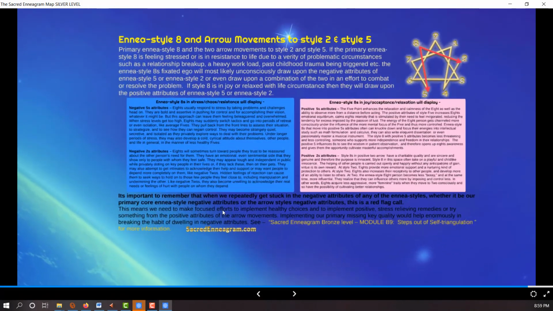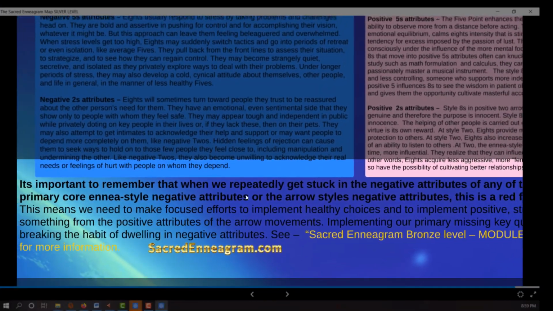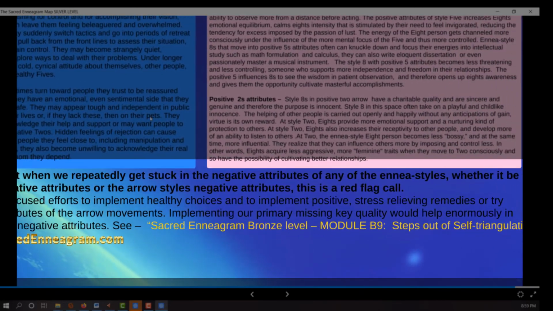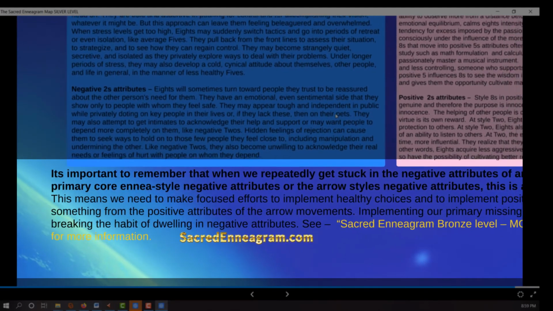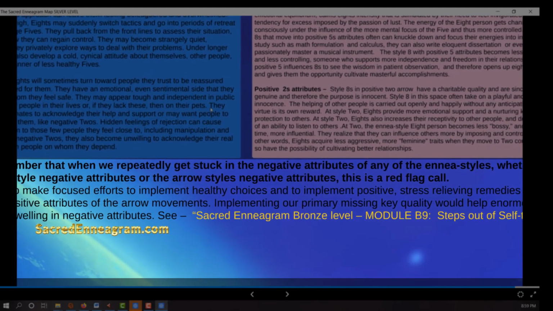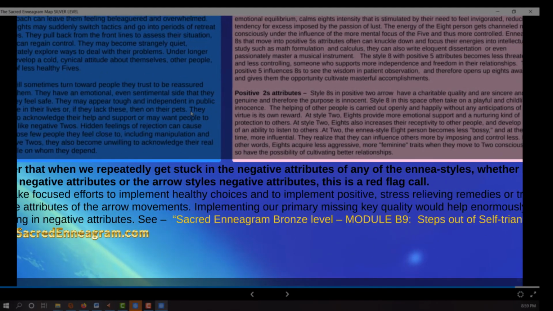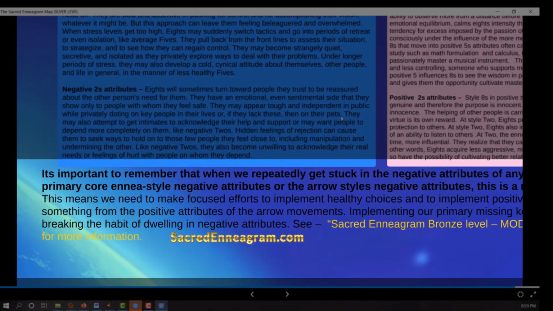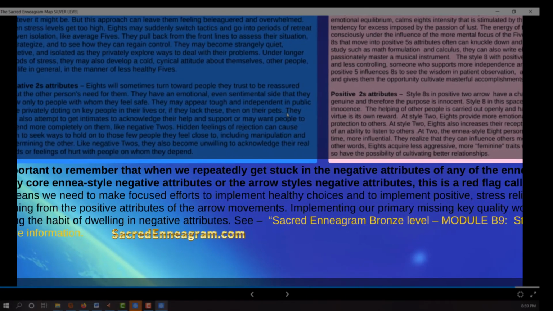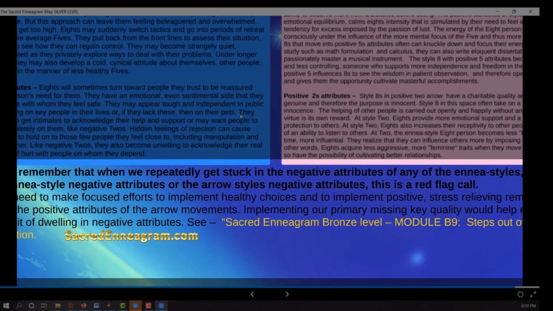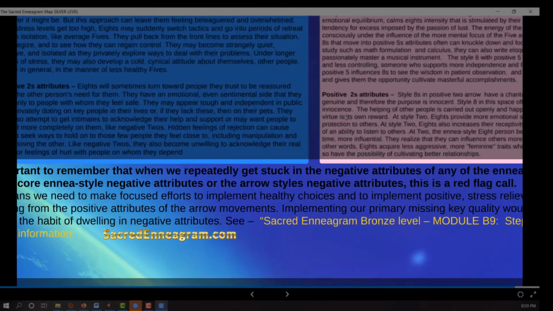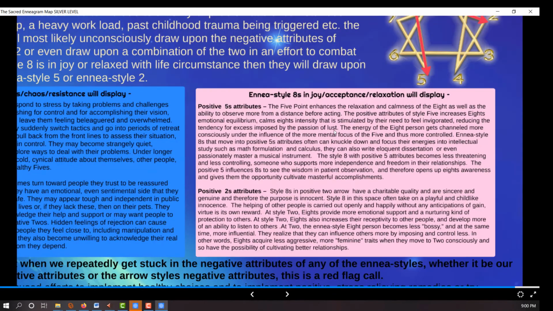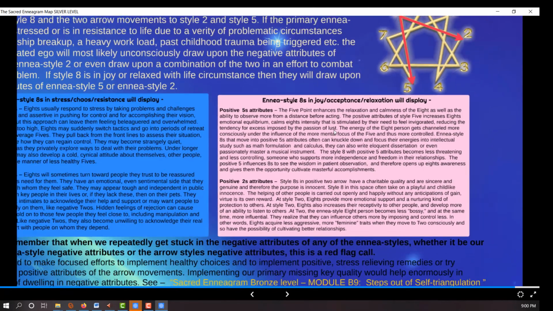And just a note for the bottom part, it's important to remember that when repeatedly getting stuck in negative attributes of any of the Enneagram styles, whether it be our primary core Enneagram type negative attributes or the arrow styles negative attributes, this is a red flag call. This means we need to make focused efforts to implement healthy choices and to implement positive, stress-relieving remedies, or try something from the positive attributes of the arrow movements. Okay, so now I'm just going to zoom out from that.